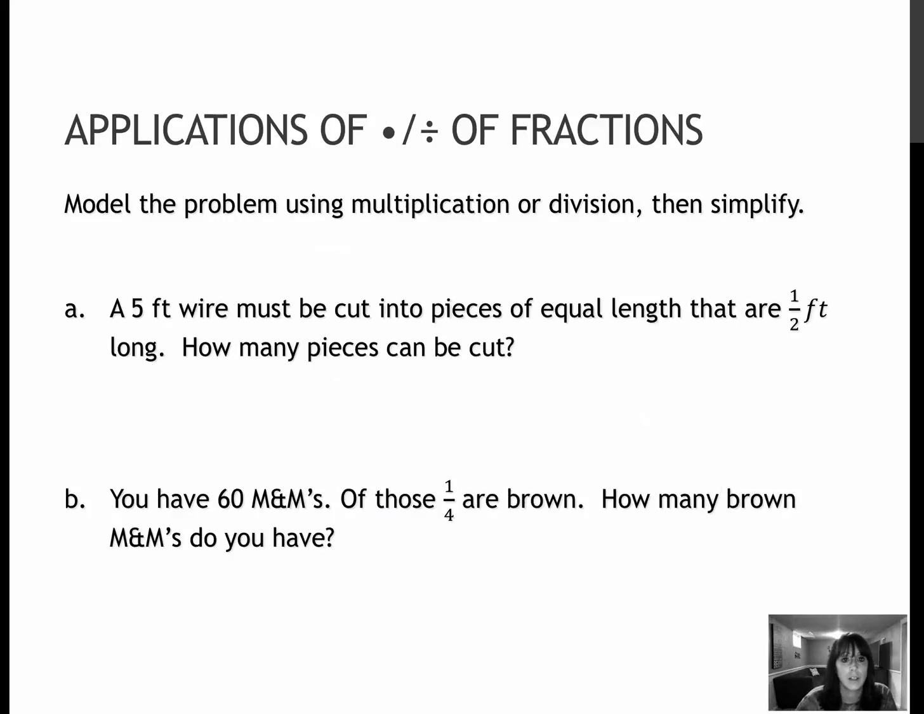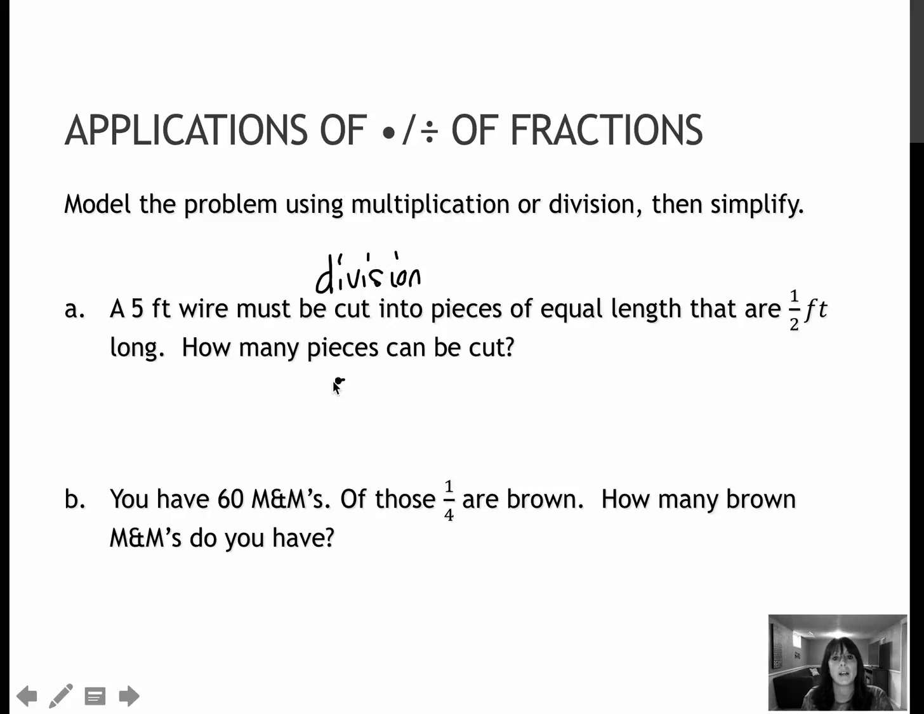So let's take a look. First, we're going to model the problem, so we're going to write it as multiplication or division, and then we're going to simplify by actually evaluating by multiplication or division. So my first one, I have a 5-foot wire that must be cut into pieces. So I know that if I'm taking something and cutting it into pieces, I should be looking at division for this question.